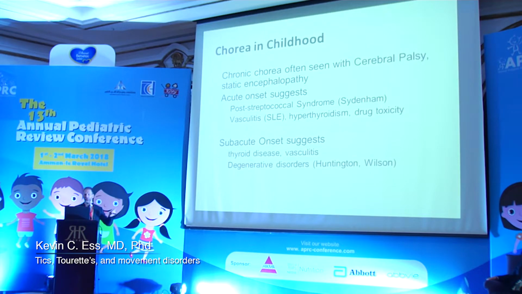If it's more of a gradual onset, you can think of some other disorders, including degenerative disorders and genetics, such as Huntington's disease, which we do see in children.